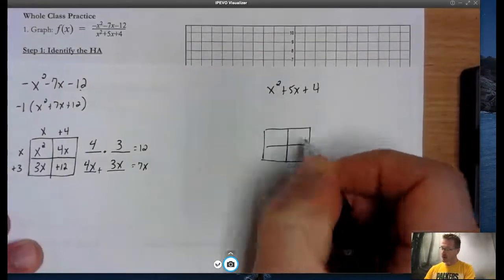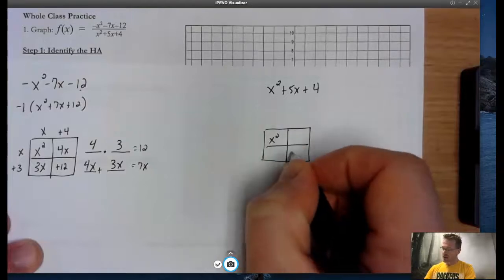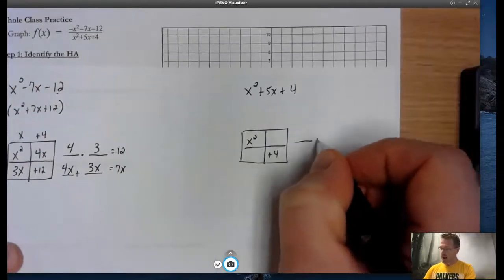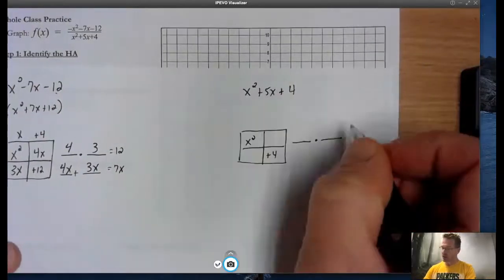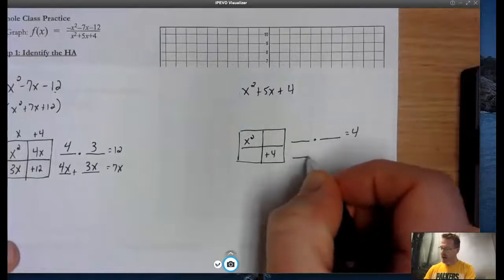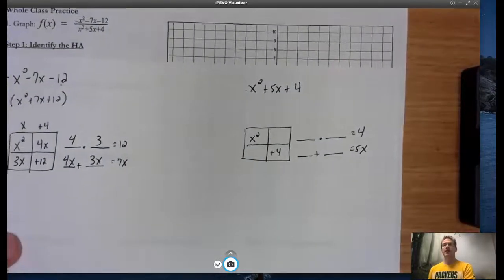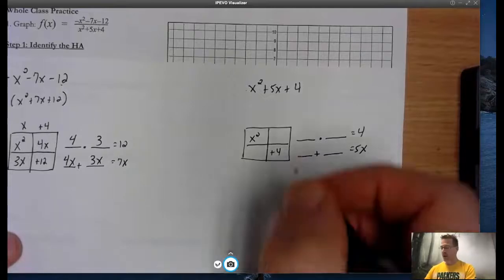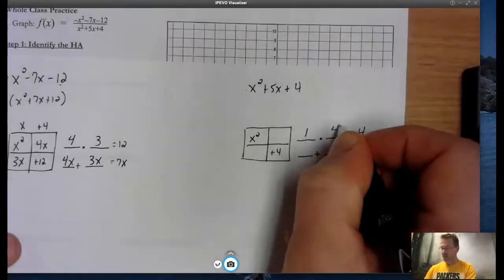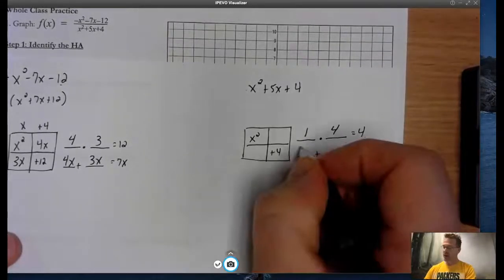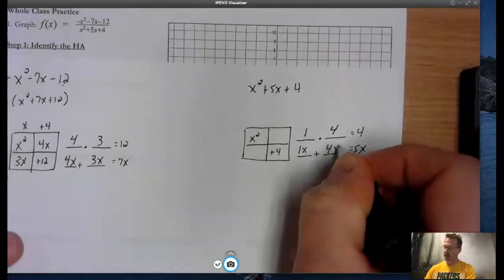All right, once again, a term, c term. We're going to do a times c, so 1 times 4 is 4. And we have to add to get that middle term of 5x. So 1 times 4 is 4, and then 1x plus 4x is 5x.